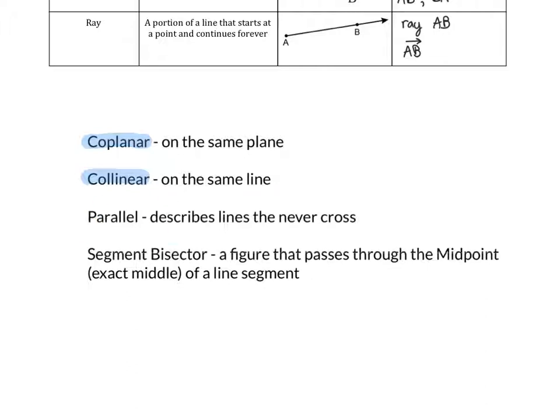Again, these are just ways to describe different figures. Another way to describe a figure is by calling them parallel. Parallel describes lines that never cross. So parallel lines would look something like this. You can see that if they continued on forever, they would never cross.